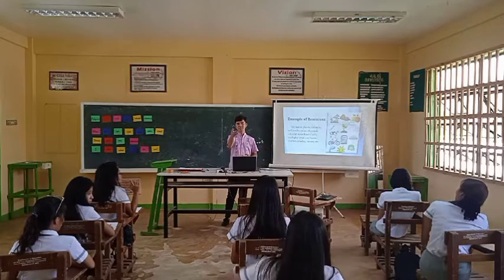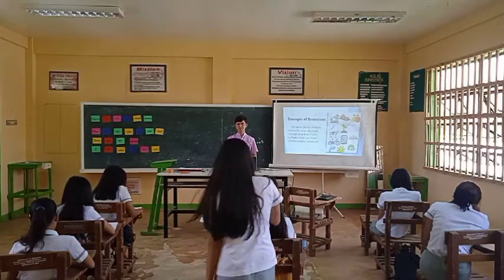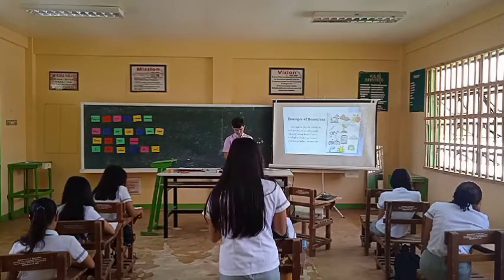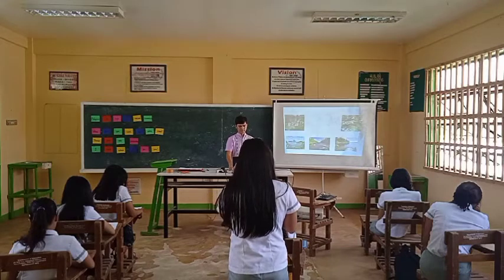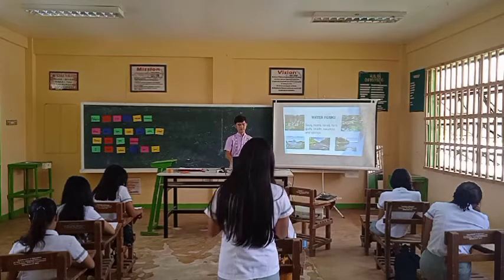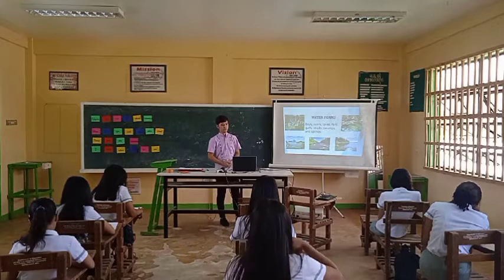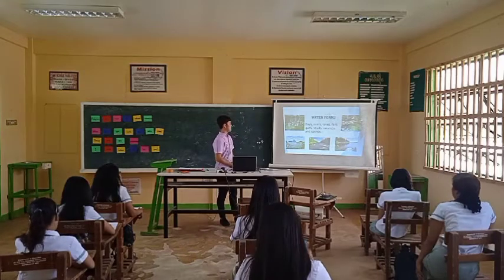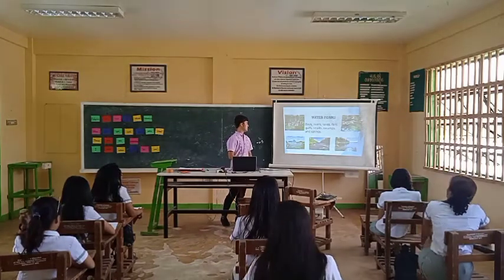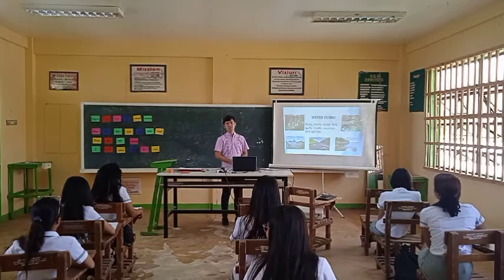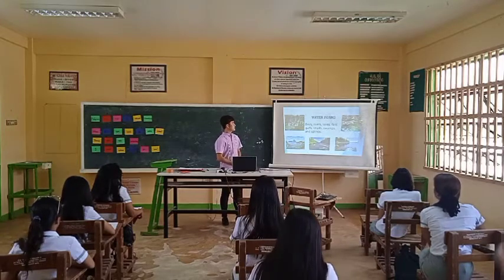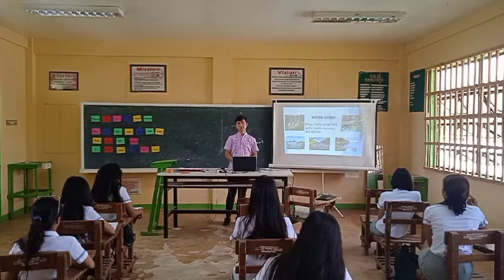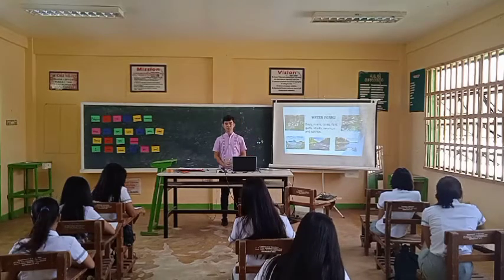Yes, sir. Yes, please. So these are the bays, rivers, lakes, gulfs, swamps, and streams. Very good. Water forms are bays, rivers, lakes, gulfs, swamps, and springs. These are some examples of water forms. So what is the importance of water forms?